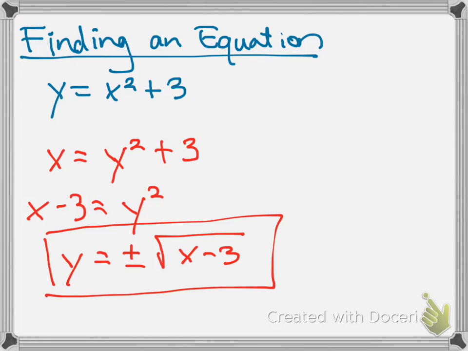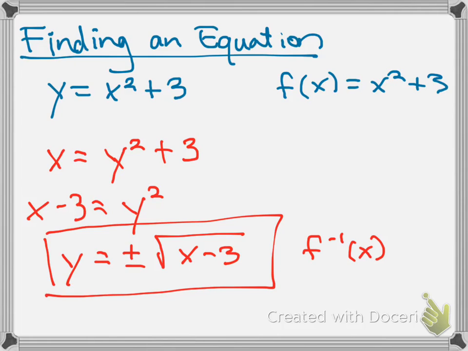Now if we wanted to write this out using function notation instead, we would represent our original function with f of x equals x squared plus 3, and for our inverse function, we would use that notation that I introduced on the last slide, so we'd have f inverse of x equals the positive and negative square root of x minus 3.